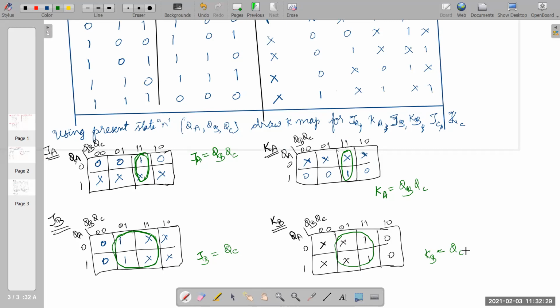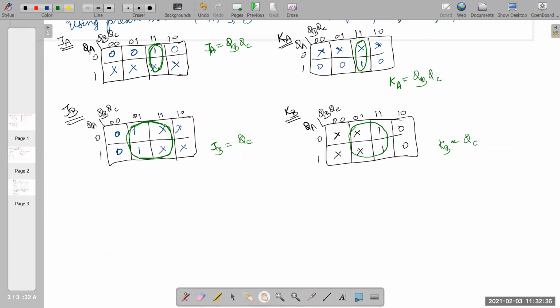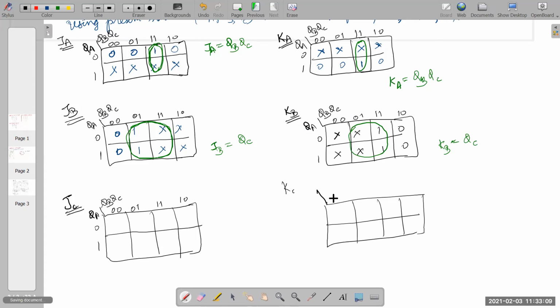Right. Now we'll move into JC and KC. QA, QB, QC. 0 0 0 1 1 1 0 0 0 0 0 1 1 1 1 0 0 1. QA, QB, QC.